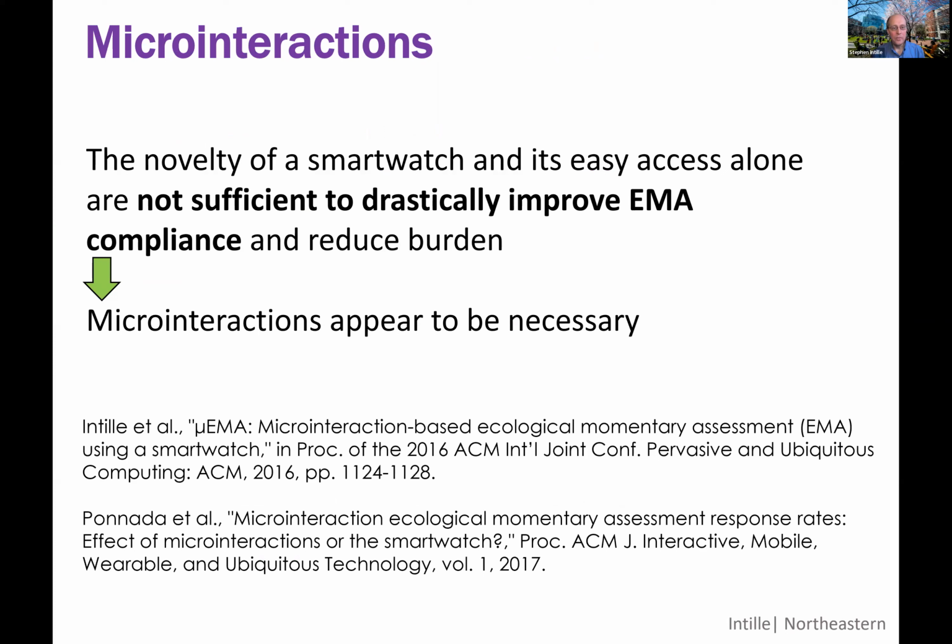Okay, so if the novelty of the smartwatch and its easy access is not the thing that's really making this work, it appears to be the actual micro interactions that are making this work. So then we did another small study looking at the validity of it, because it could be that people are just tapping the watch and not giving valid answers.